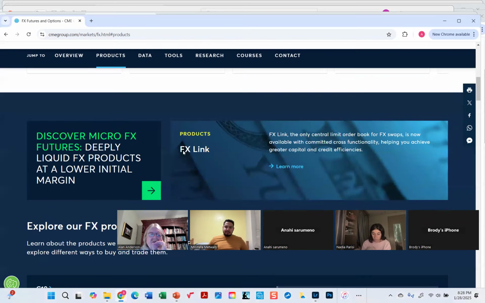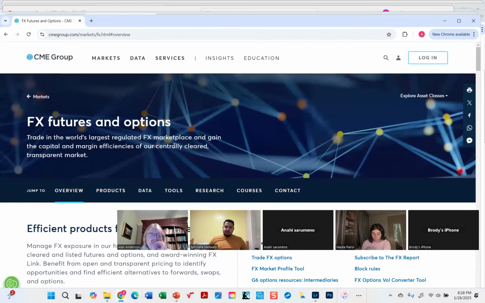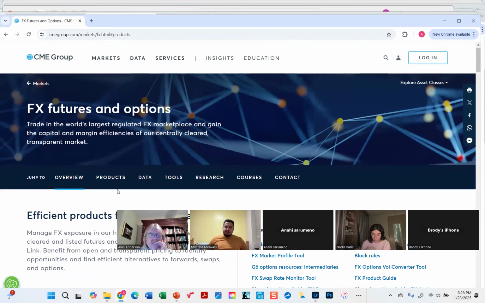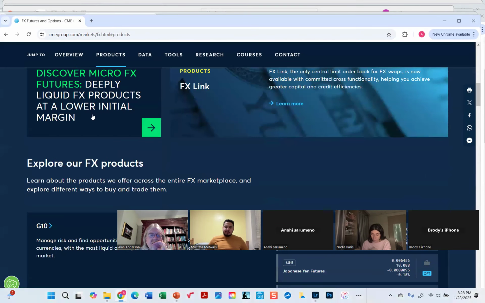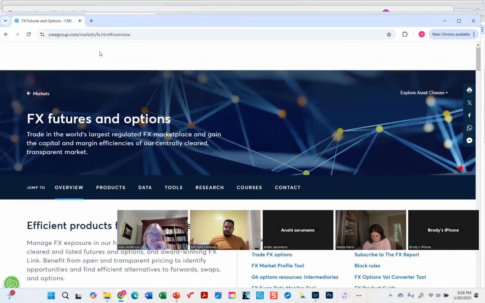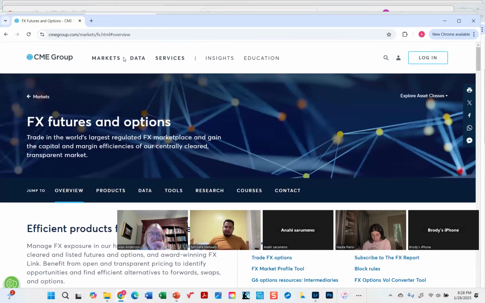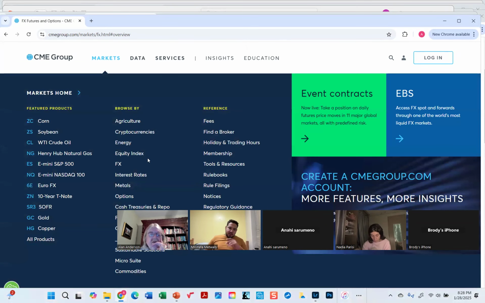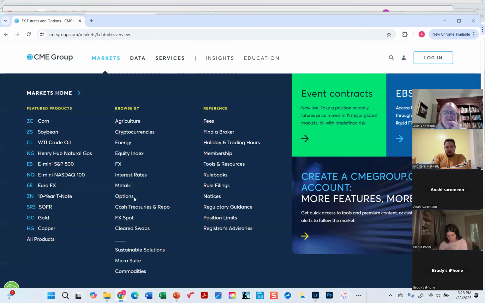And, you know, they basically, now I can't find the page. Oh, no, it's up here under markets. Look at all these different categories they have here. Foreign exchange is just one of them.